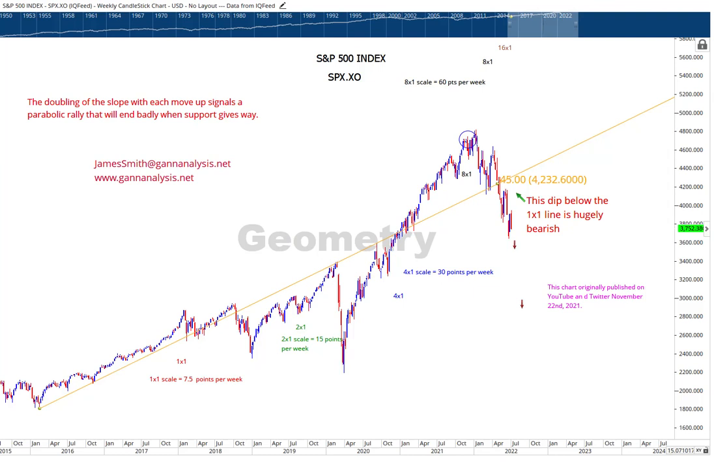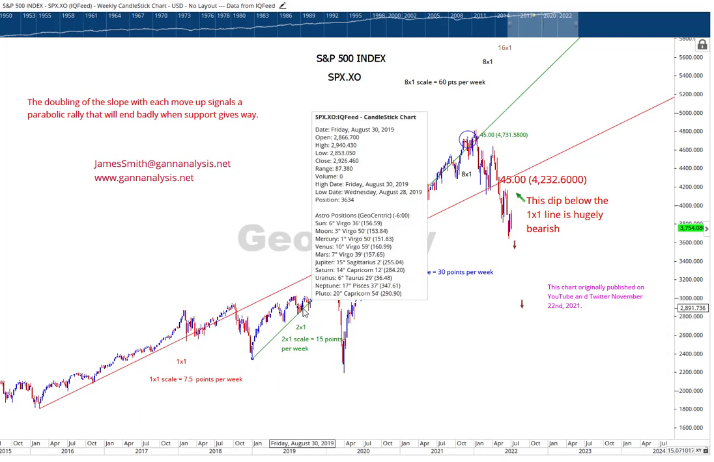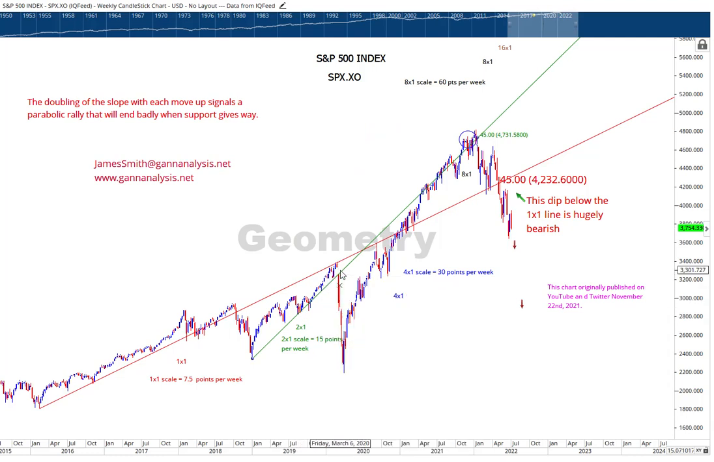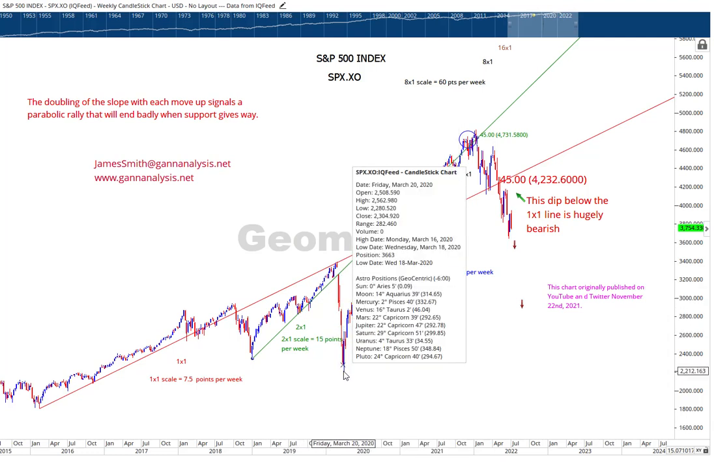So this is the active line. You define the first GAN line. That's your 1 by 1. That's the scale you're going to use. Now, once you've done that, you can define a 2 by 1 line, which is twice the slope of the 1 by 1. Notice how after this sold off here, it rallied on the 2 by 1, and when you broke the 2 by 1, you got a big sell-off.